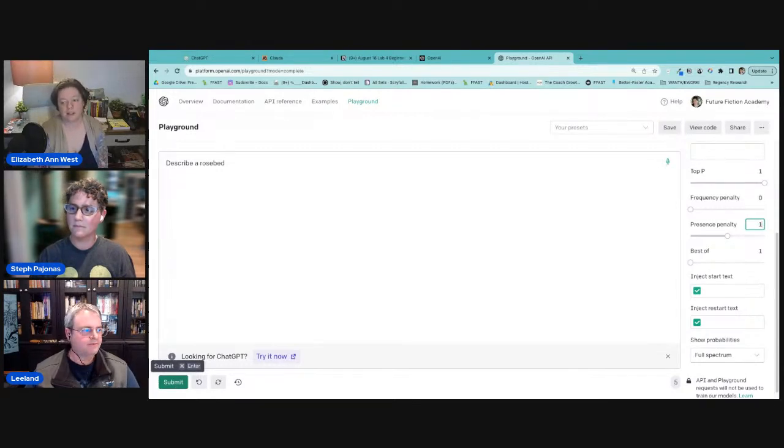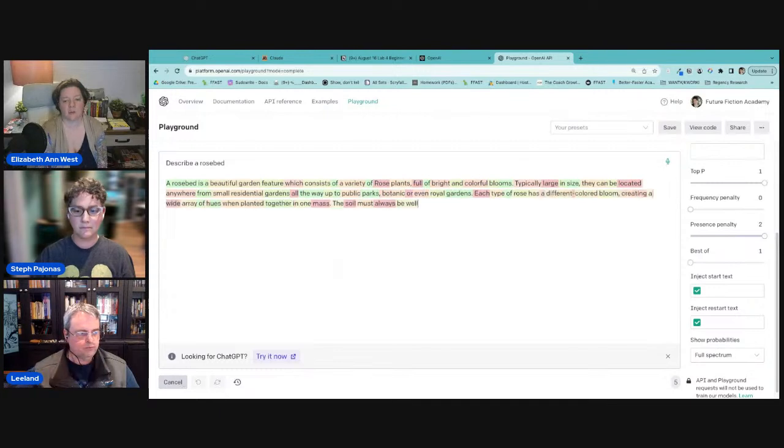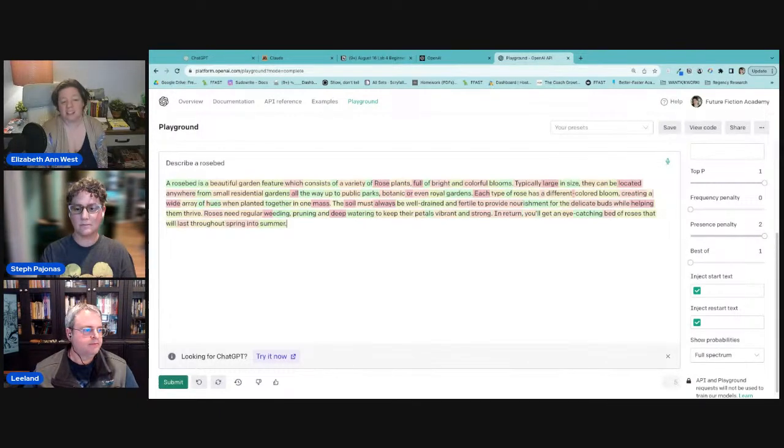Let's move presence penalty up to, let's go all the way to max, all the way to two, and let's try the describe a rosebed, because I wanted to show something else real fast. So if we do describe a rosebed, now I'm seeing a lot more orange and red than what we were seeing before, with just our temperature at one. Are you seeing kind of the same thing?